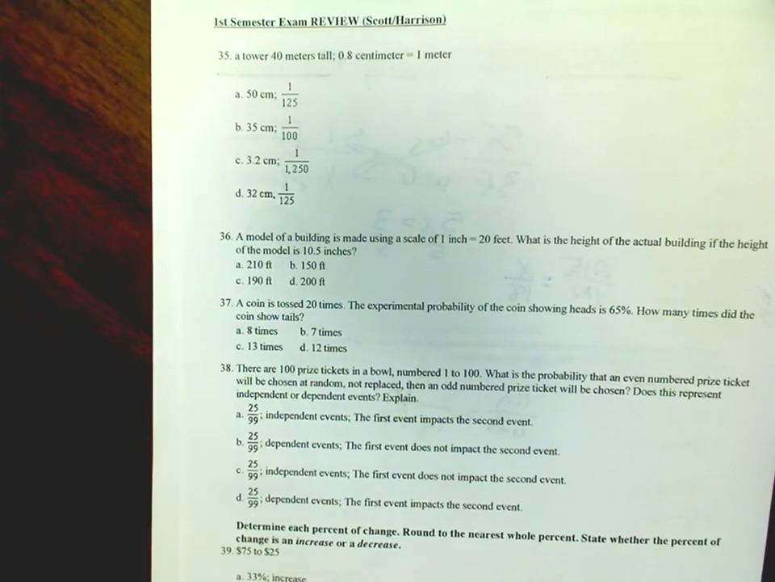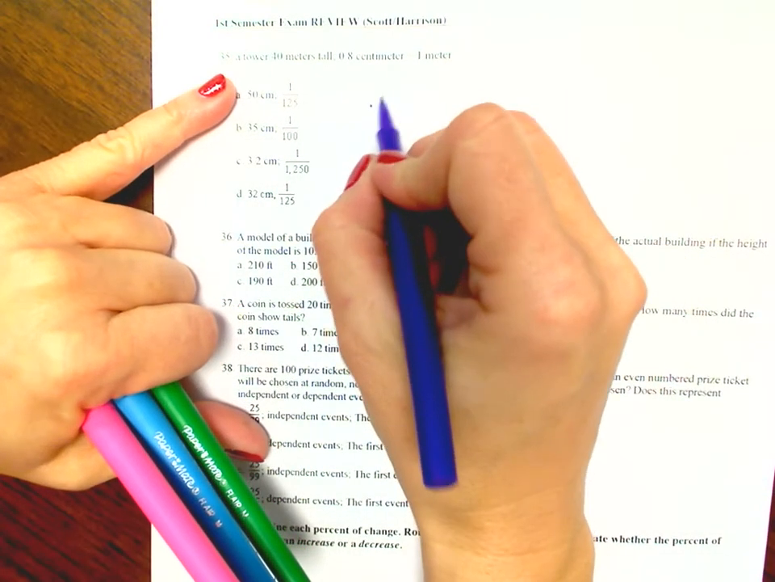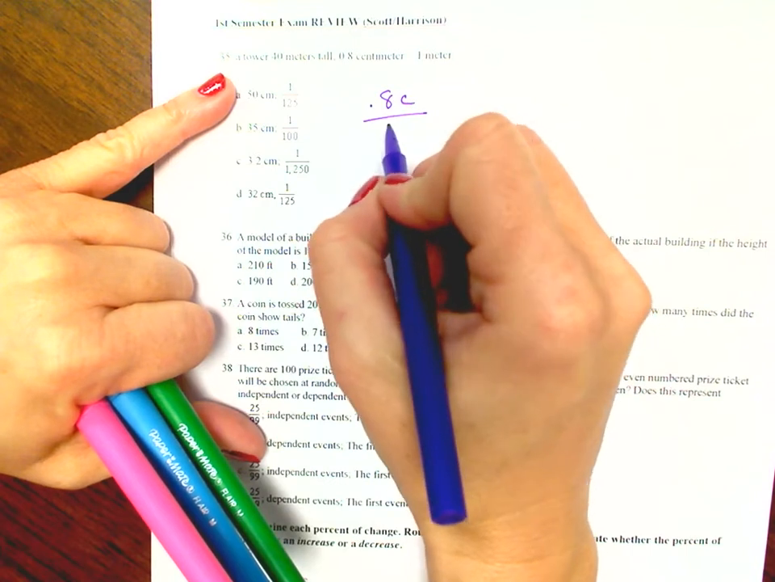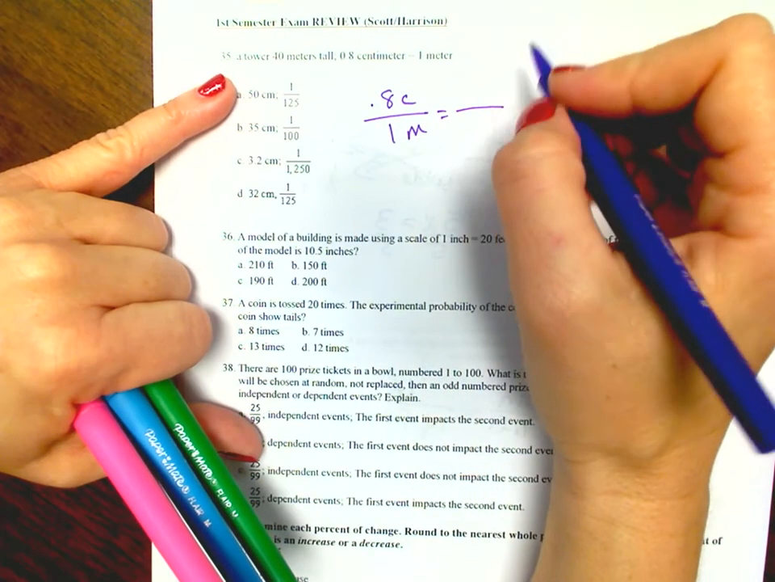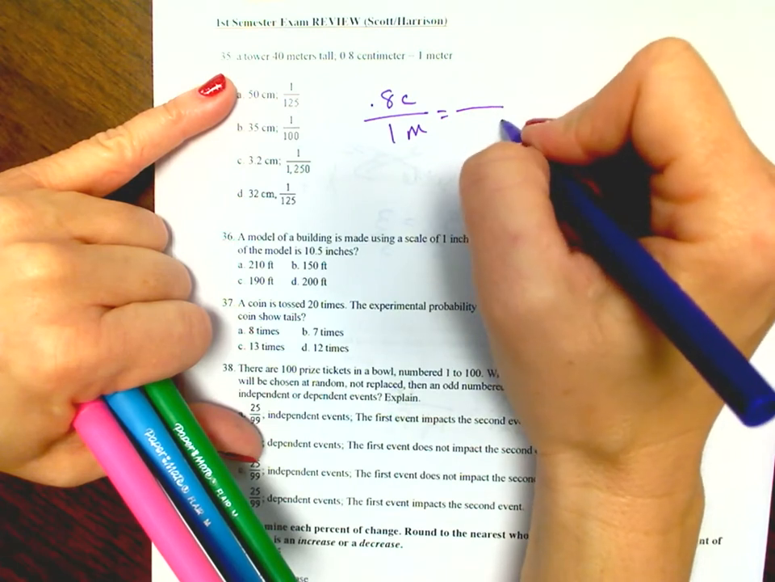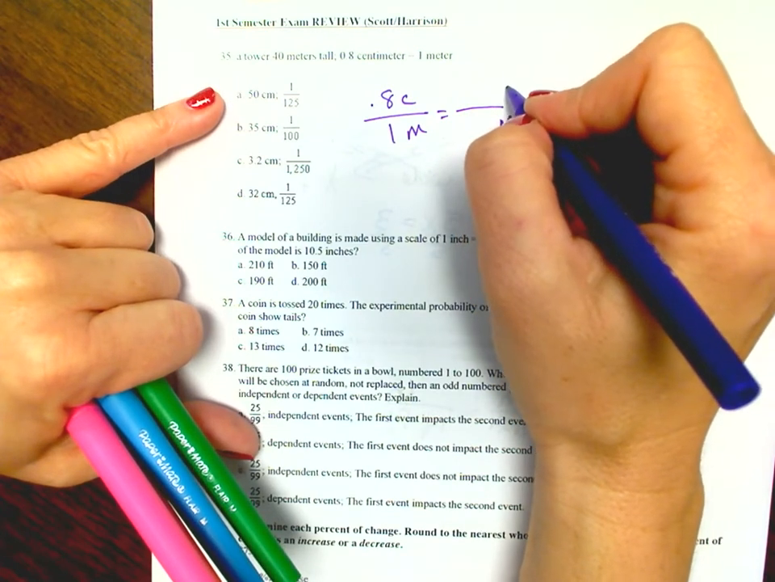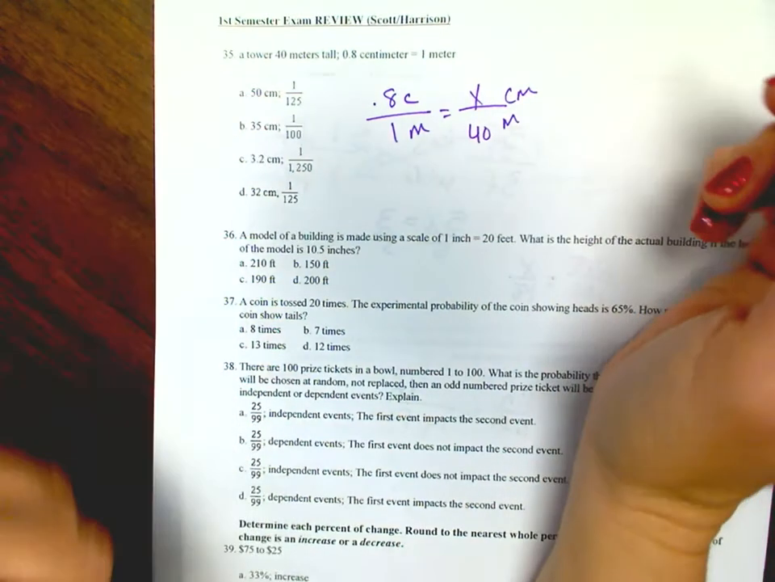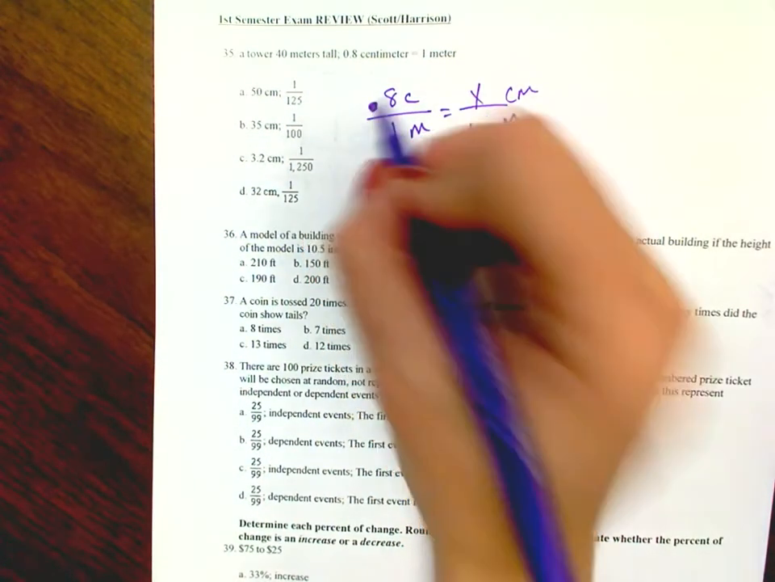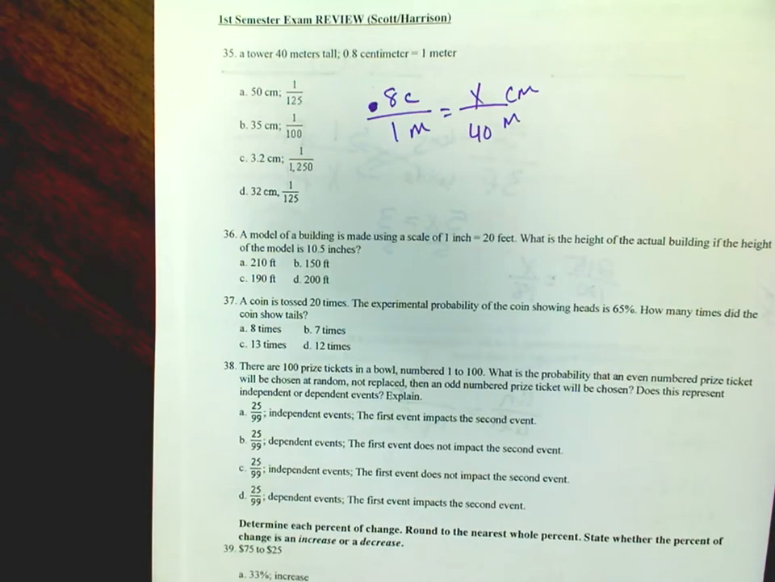35. A tower 40 meters tall, 0.8 centimeters equal 1 meter. So pretty much what we just did. 0.8 centimeters, 1 meter equals 40 meters. This is a decimal. Cross product.